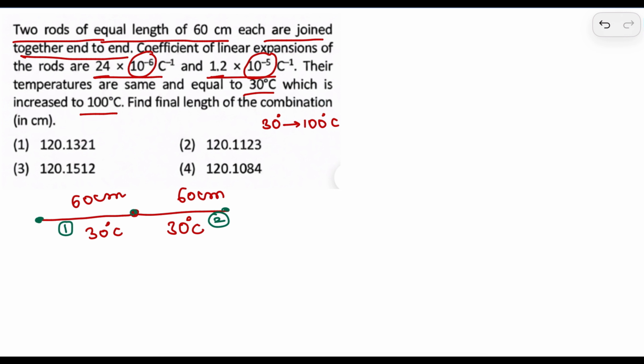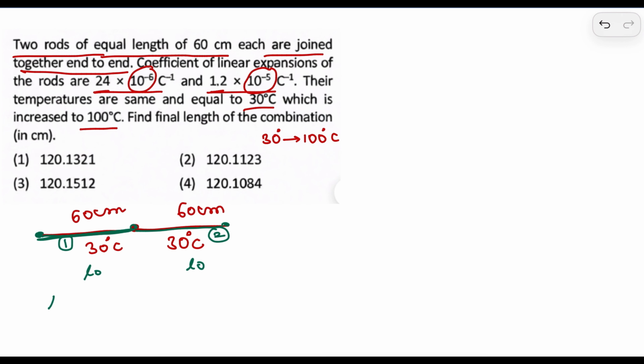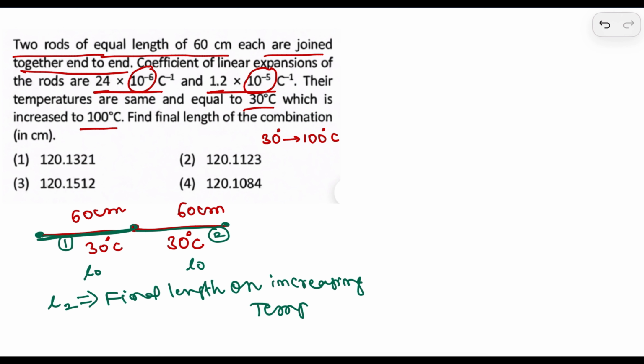First one length, I'm taking it as L naught. So second one also L naught. Same L naught and L naught. Whenever temperature increases, L2, which means the final length, on increase in temperature. When temperature increases, then the final length is L2 equals L1 times of 1 plus alpha delta T.